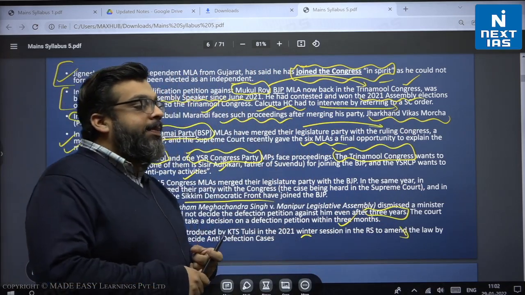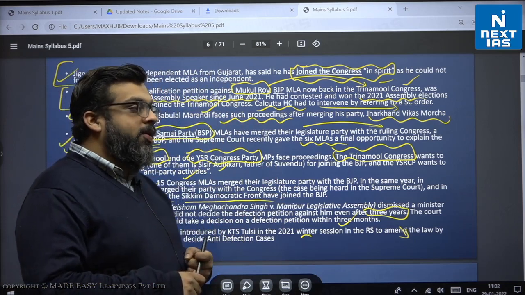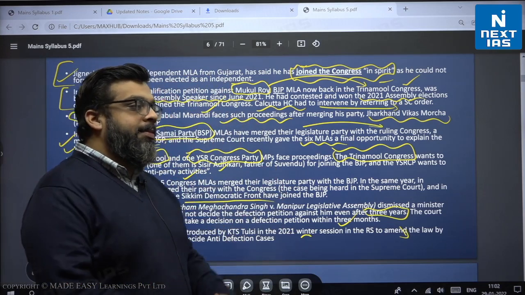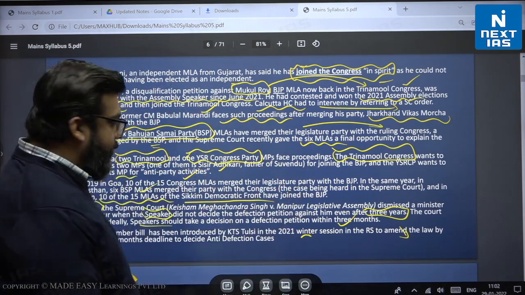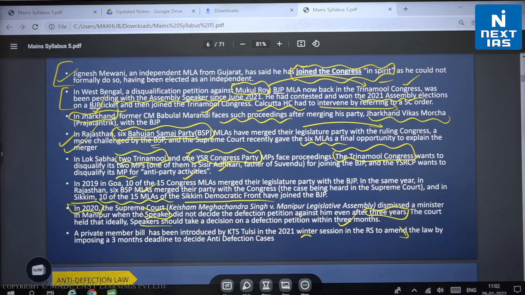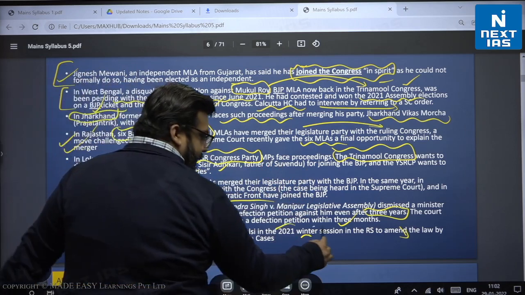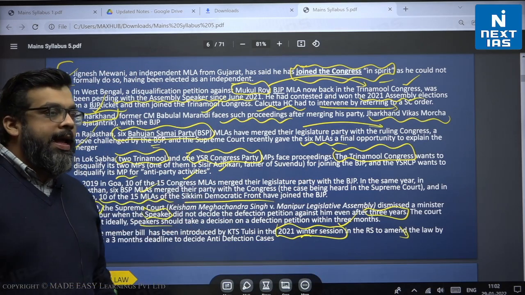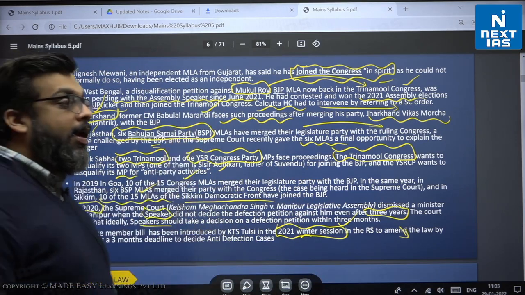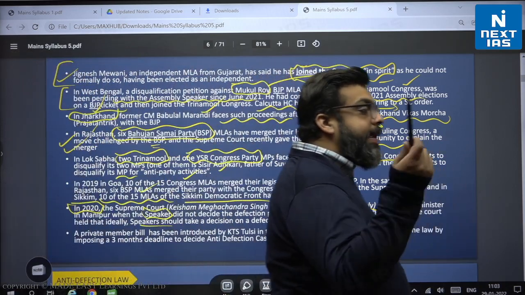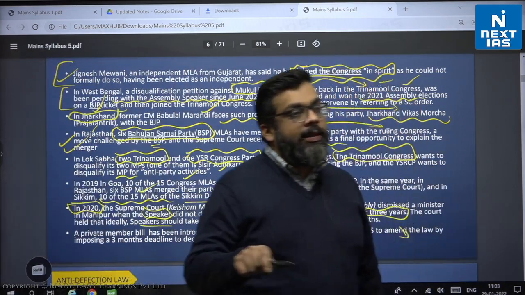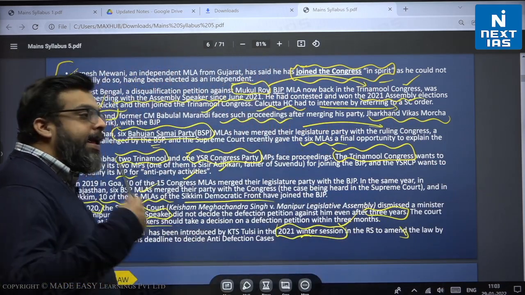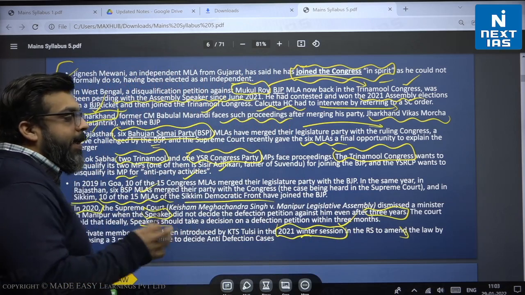Any disqualification petition on anti-defection law, the chairperson of the Rajya Sabha will have to dispose in 3 months. So internally they can regulate their own houses. Now in the 2021 winter session, अभी 1 महीना पहले दिसंबर में KTS Tulsi has raised a private member bill. A private member bill क्या होता है? Any MP who's not a minister is a private member, and any bill can be introduced by any MP, right? So this is called a private member bill.